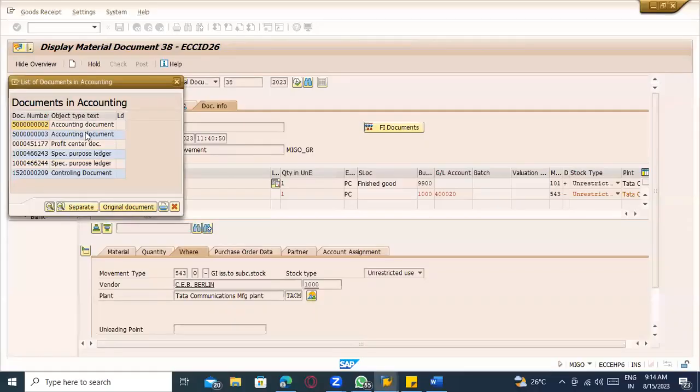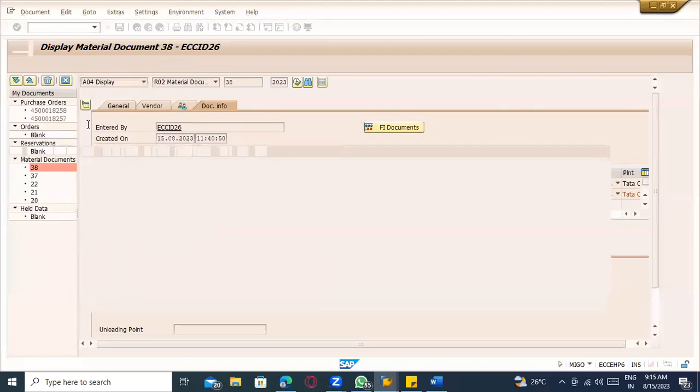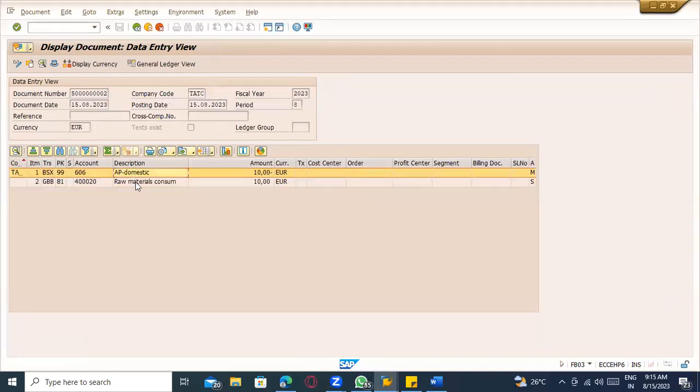Let's see how it will be. Now you can see that there are two accounting documents, where each and every process is segregated. I will first go to the top, and you can see that this is the raw material related one.